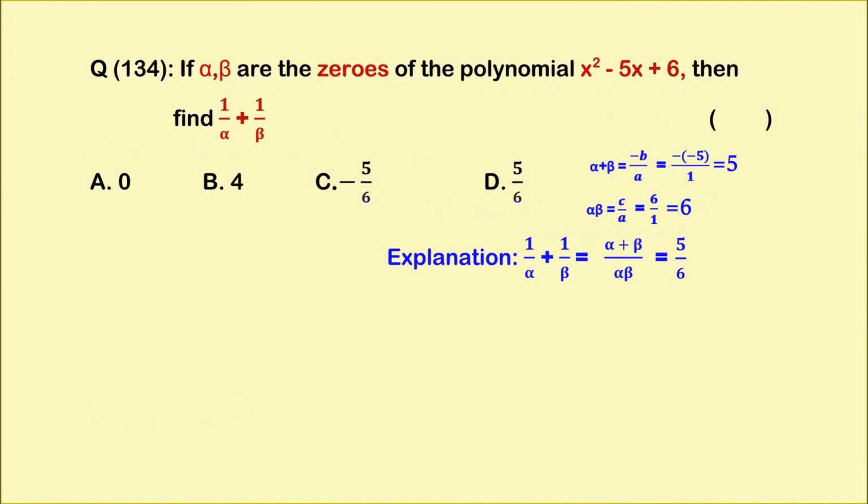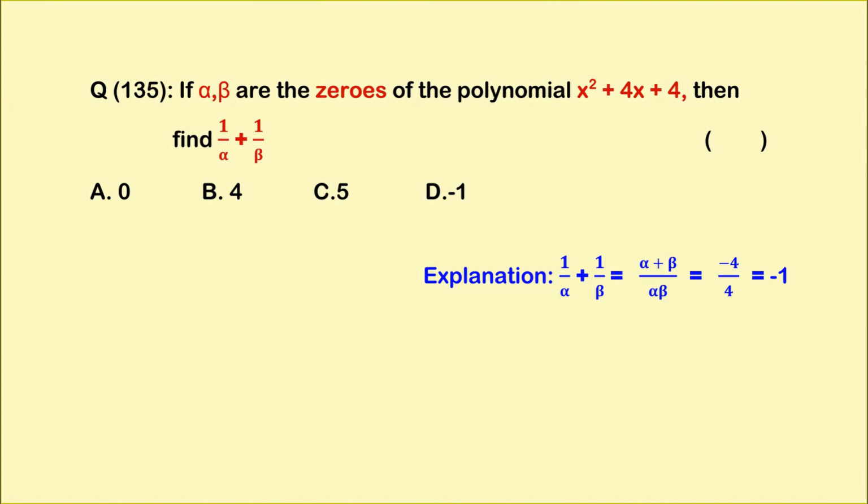Question number 134. If alpha and beta are the zeros of the polynomial x square minus 5x plus 6, then find 1 by alpha plus 1 by beta. So alpha plus beta formula is minus b by a. By taking minus of minus 5 by 1, we will get 5. Alpha beta is equal to c by a. So 6 by 1 is equal to 6. By substituting the values in the given expression, 1 by alpha plus 1 by beta is nothing but alpha plus beta by alpha into beta. So the value of alpha plus beta is 5 and the value of alpha into beta is 6. So the right answer is 5 by 6. So D is the right answer.